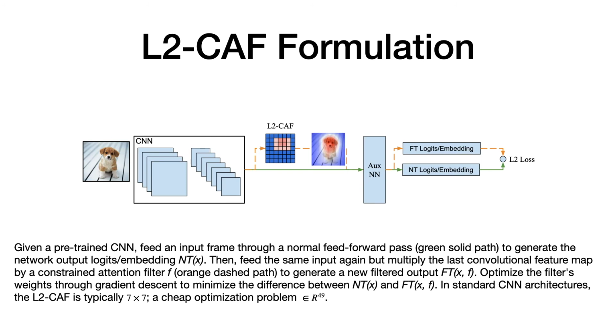Given a pre-trained CNN, feed an input frame through a normal feed-forward pass, green solid path, to generate the network output logits, embedding NT(x). Then, feed the same input again but multiply the last convolutional feature map by a constrained attention filter F, orange-dashed path, to generate a new filtered output FT(x), F. Optimize the filter's weights through gradient descent to minimize the difference between NT(x) and FT(x), F.